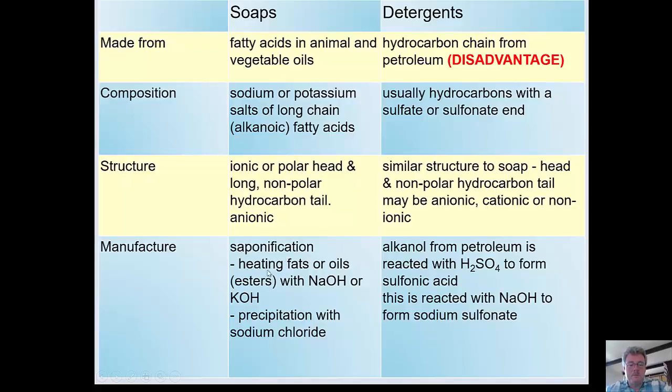How are they made? Soaps, saponification, remember from previous. You're heating fats or oils, esters, with concentrated, fairly strong sodium hydroxide to produce that salt, to remove the glycerol from the fatty acids. You also could use potassium hydroxide. You get precipitation of even more of the sodium salt of a fatty acid with strong brine solution, or concentrated sodium chloride. For detergents, similar to soap, it's an alkanol from petroleum, so quite a long alkanol, reacted with sulfuric acid, which can be a dehydrator, and that forms the sulfonic head. It's reacted with sodium hydroxide to form sodium sulfonate.